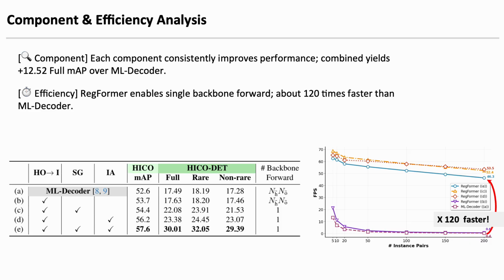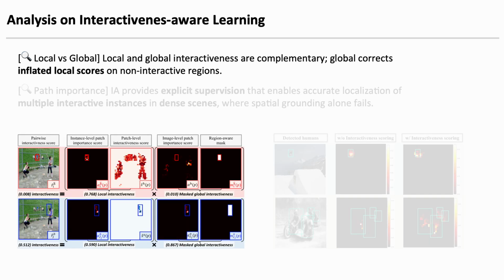Starting from an ML decoder baseline, when we add the sequential process, spatially grounded queries, and interactiveness scoring, we have an mAP gain of about 12.52. Meanwhile, the inference time stays nearly constant regardless of pair count in our pipeline, and at the maximum instance pairs, it's 128 times faster than the ML decoder.